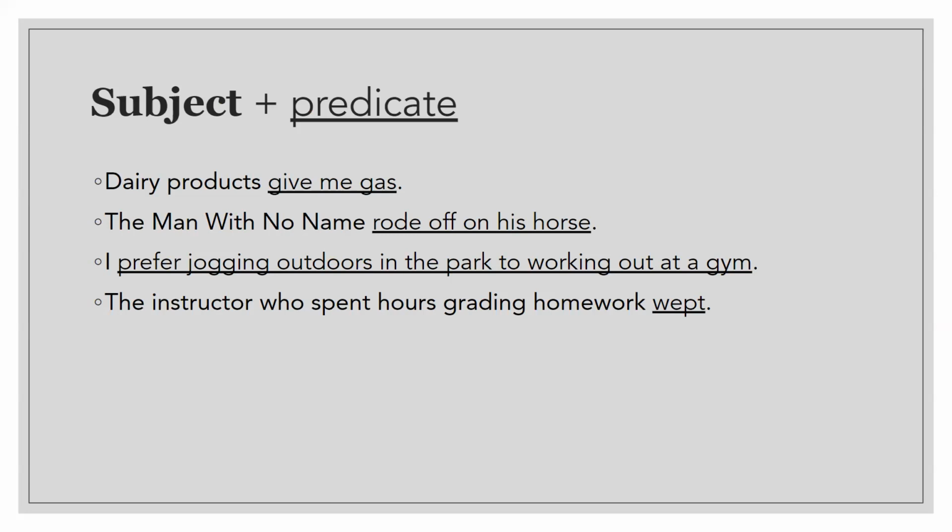The predicate will be a verb phrase. Obviously, it might be one single verb, as in the last example. It could be a very long verb phrase, as in the third example. It doesn't matter how short or long it is. It will be a verb phrase with a verb at the head. And that's your main verb, right? What the subject is doing.